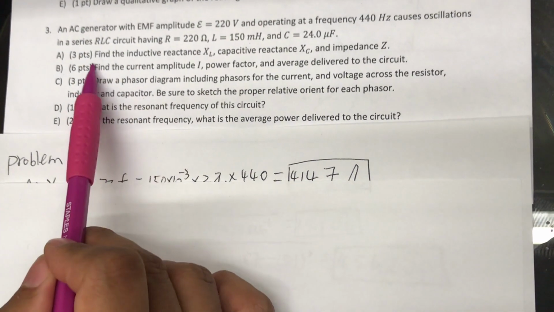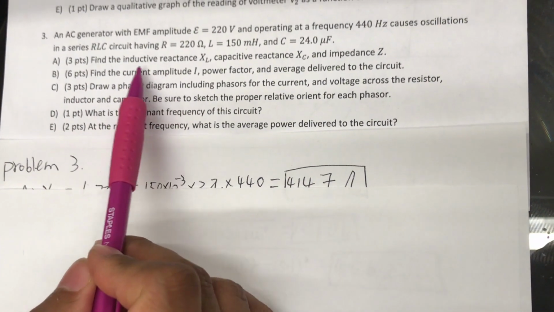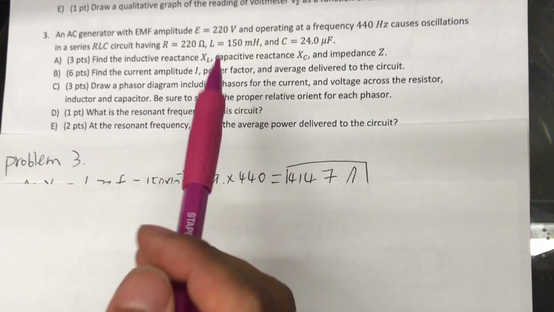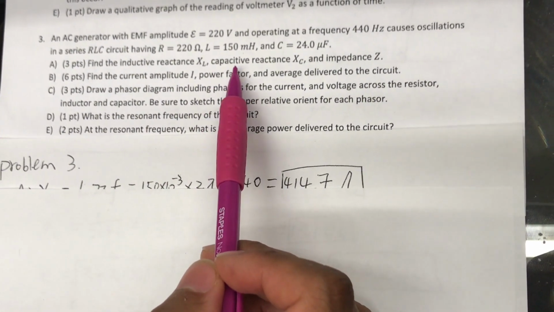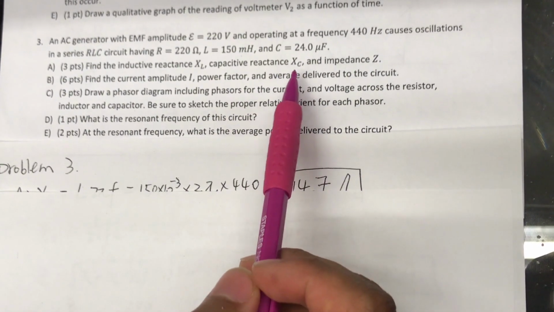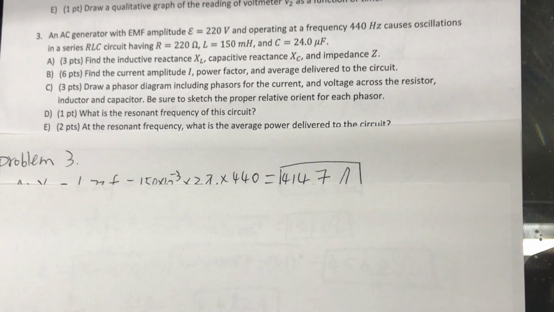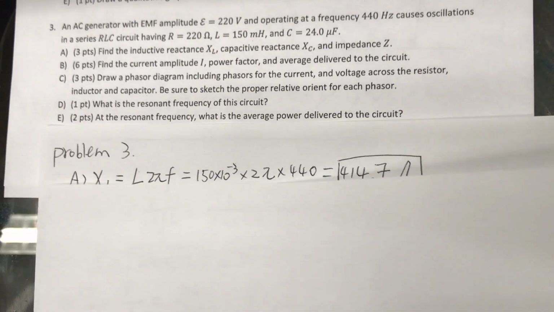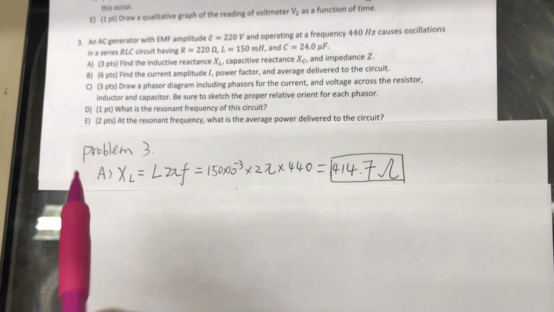First, they ask us to find the inductive reactance, which is X sub L. They also ask us to find the capacitive reactance X sub C and the impedance Z. This is actually quite straightforward. The equation is very simple.